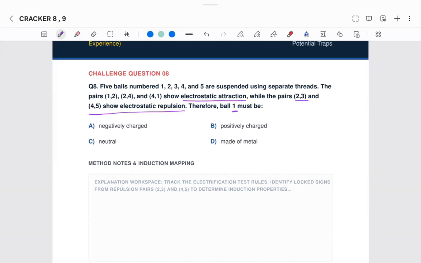Therefore, ball 1 must be... So here, for example, you take 1, 2. Electrostatic attraction means one is positive, the other is negative. Generally, we have this feeling. But repulsion is a sure test. Attraction is not a sure test. What is a sure test?